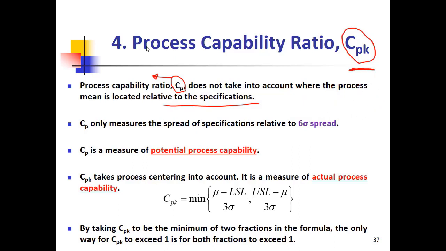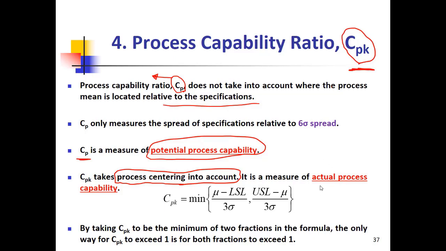We will use the capability ratio. CP is a measure of potential process capability. It shows that potentially my process is capable, but it doesn't give us a lot of information. And CPK considers the centering. It takes into account the centering, and it gives us some information about whether the data are far from the center or not, which shows the actual process capability. We also call it the actual process capability.